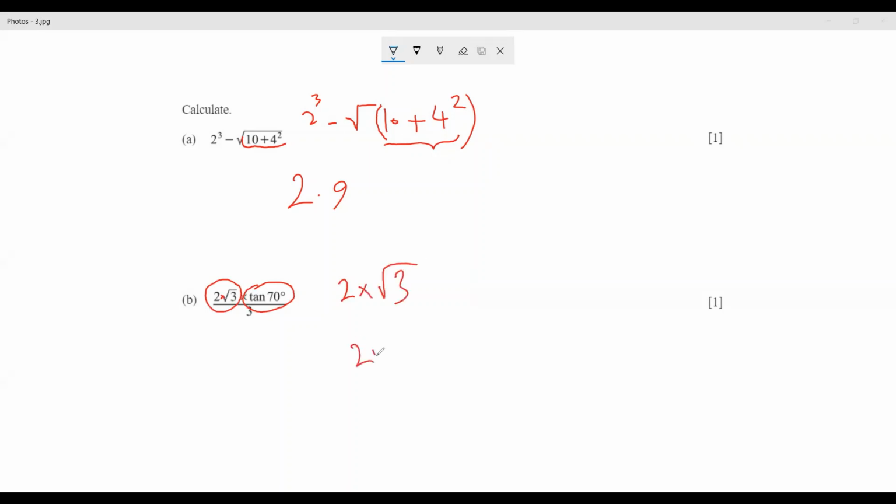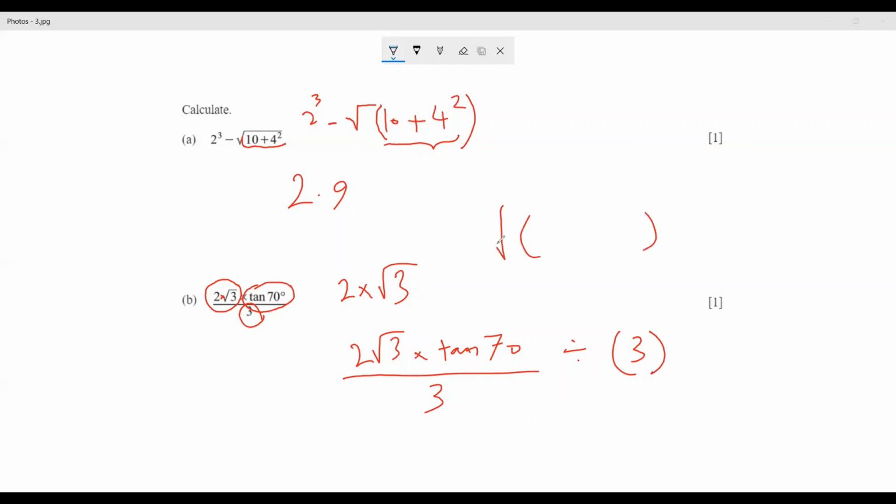If you key in 2 square root of 3, the calculator knows that this is a product between 2 and the square root of 3, and then times, you key in the tan and the number 70, and then you divide the whole thing by 3, because we have only one term in the denominator. So you don't need to open the bracket. You don't need to divide by 3, which is inside the bracket. No need. We only use the bracket when we have a long expression under the radical or a long expression in the denominator.